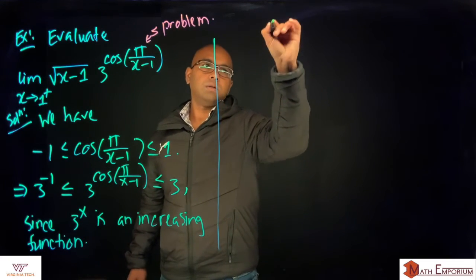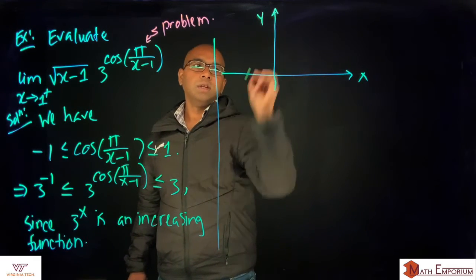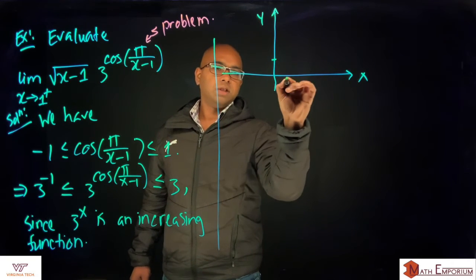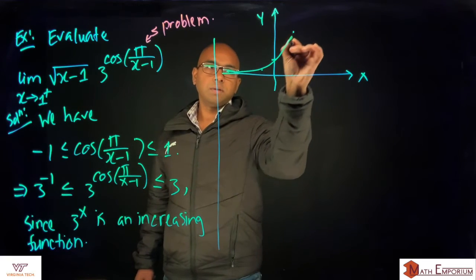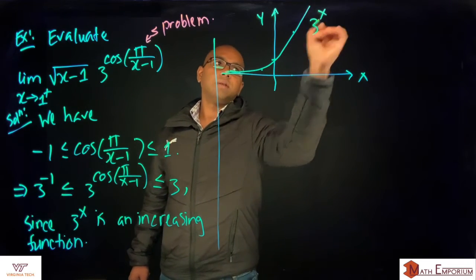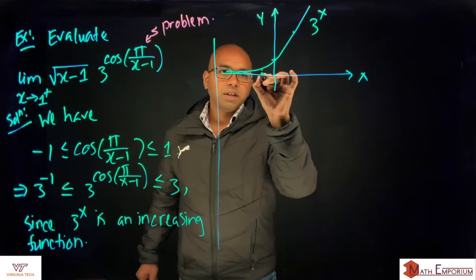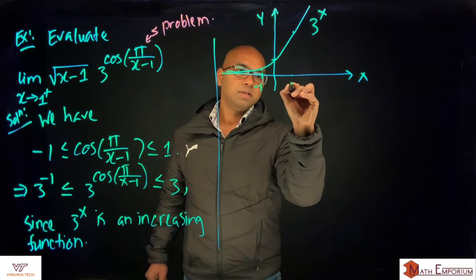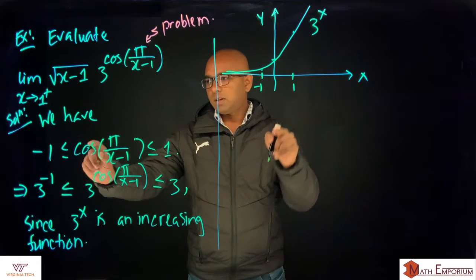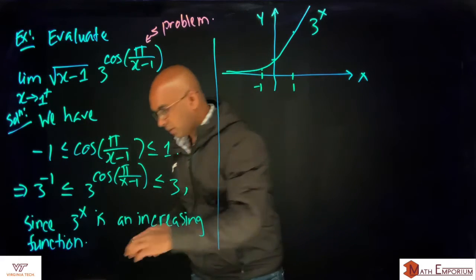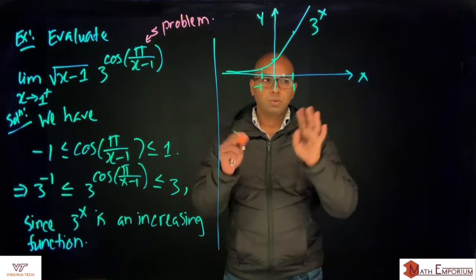So how does the graph look of 3 to the x? Let's say this is x-axis, this is y-axis. 3 to the 0 is 1, 3 to the 1 is 3, and 3 to the negative 1 is 1/3, so it's like this. And that's the graph of 3 to the x. Now, if you plug in bigger values, where is negative 1? This is negative 1, and this is positive 1. Cosine of that number is somewhere in between, so let's say it's somewhere here. That's my cosine pi over x minus 1.